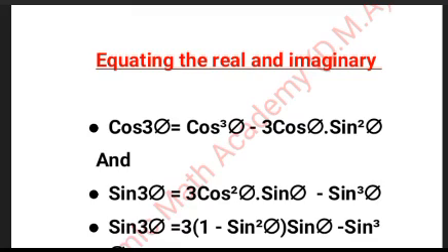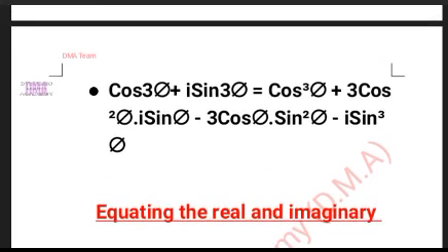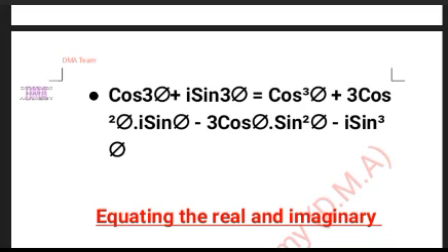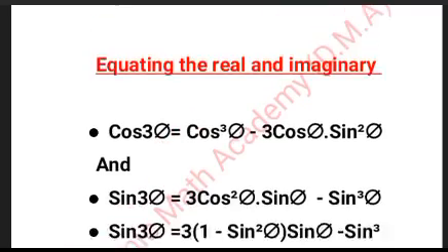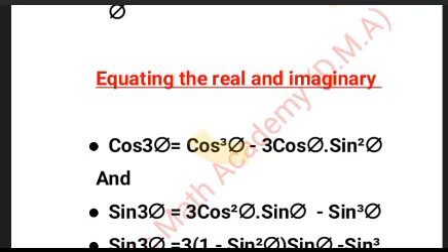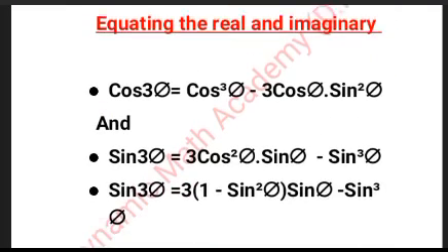Equating the real and imaginary, if I want to equate the real, cos 3 theta will be equal to cos cube theta minus 3 cos theta sin square theta. Yes, that's cos cube theta minus 3 cos theta sin square theta. And the imaginary, sin 3 theta, will be 3 cos square theta sin theta minus sin cube theta. But actually I'm not really interested in the real. What I'm mostly interested in is the imaginary.